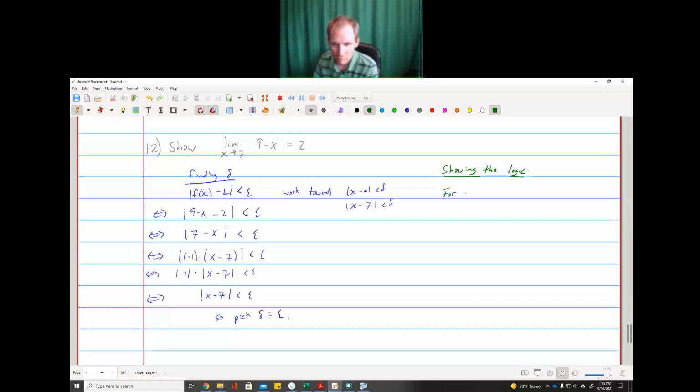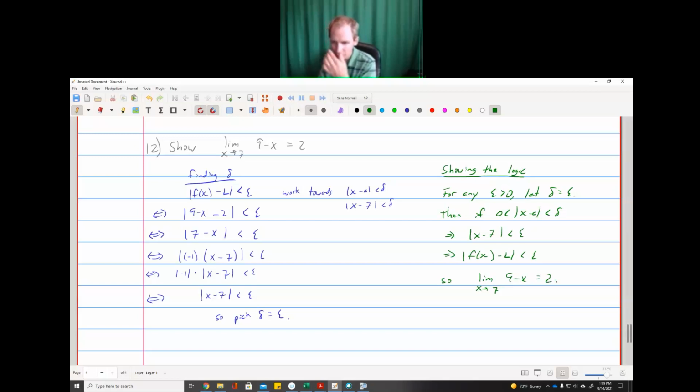So for any epsilon greater than 0, let delta equal that epsilon. Then if 0 is less than |x minus a| less than delta, that means that |x minus 7| will be less than epsilon, which, following our work backwards, means that |f of x minus L| will be less than epsilon. So the limit as x approaches 7 of 9 minus x is equal to 2.